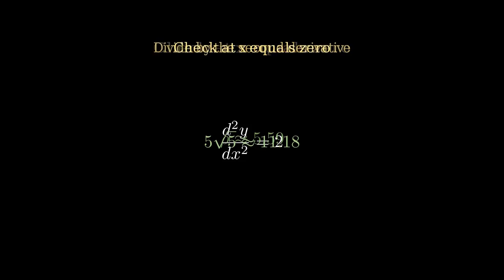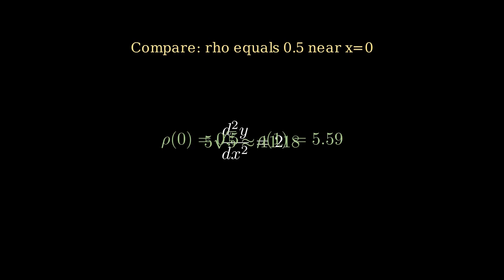Now let us check this against a different point on the same curve at x equals 0. Here, dy by dx equals 0, and the second derivative is still 2. So at x equals 0, 1 plus the square of the gradient is just 1, and 1 raised to the power 3 over 2 is still 1. Dividing by 2 gives ρ equals 1/2, which is 0.5. Comparing the two results, the radius of curvature is 0.5 near x equals 0, but 5.59 near x equals 1.